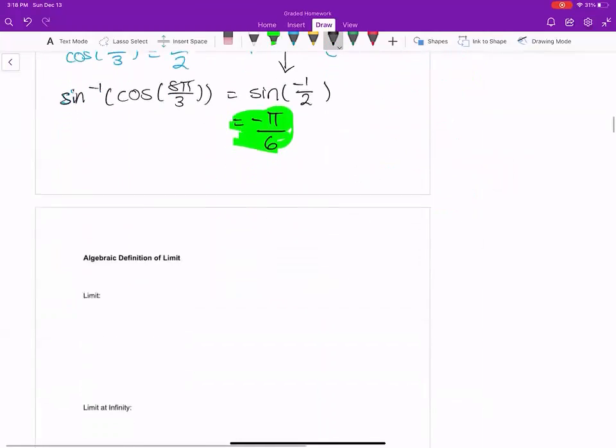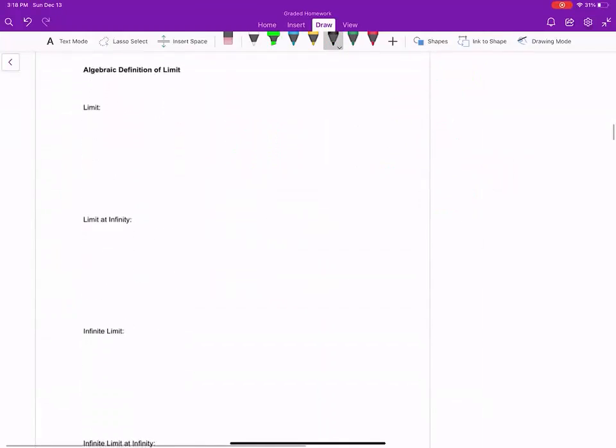Okay, so moving on to the algebraic definition of limits, some of the questions that you will encounter on your exams will ask you to classify the type of limits that you get, and it's very important to know the different types.